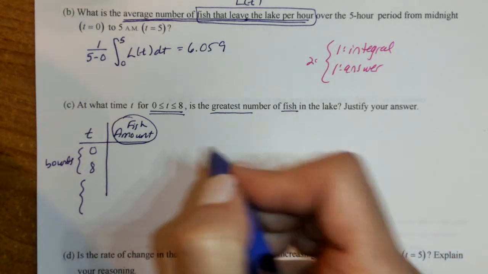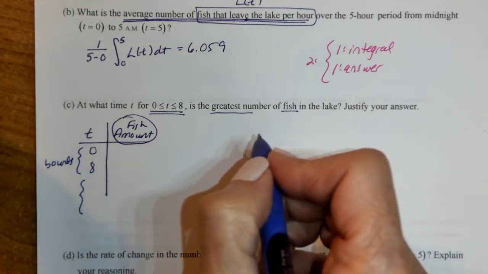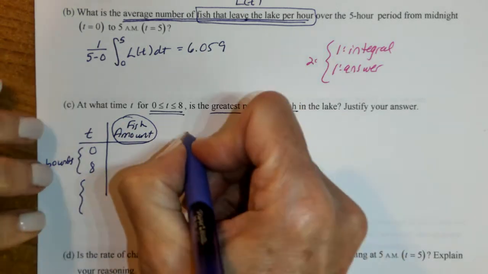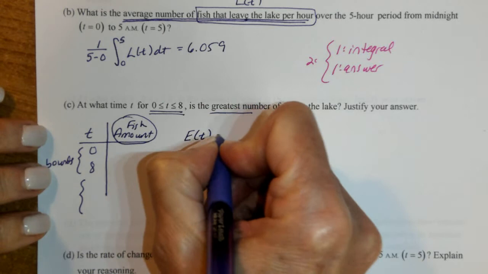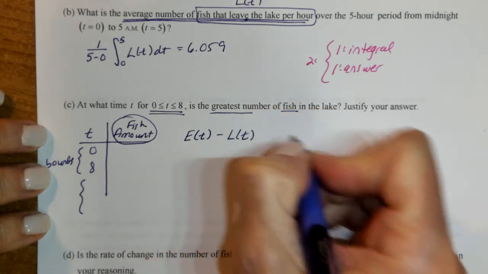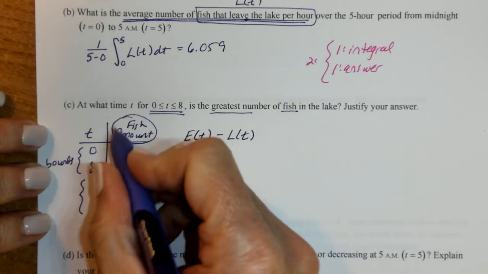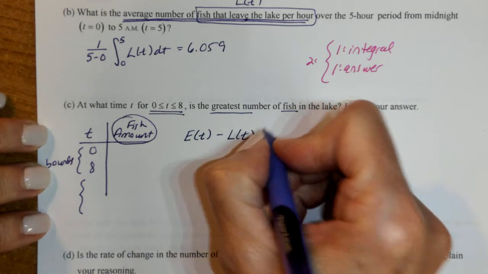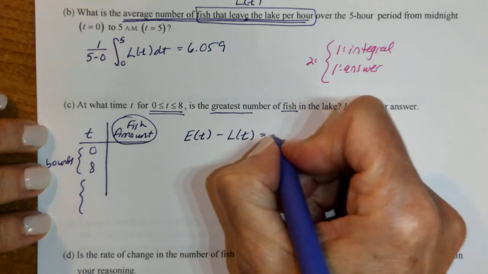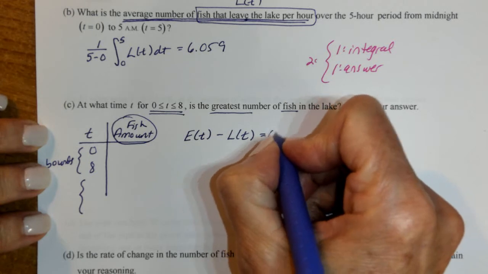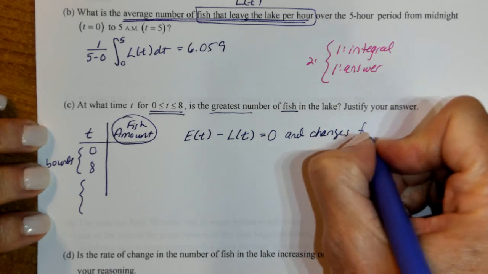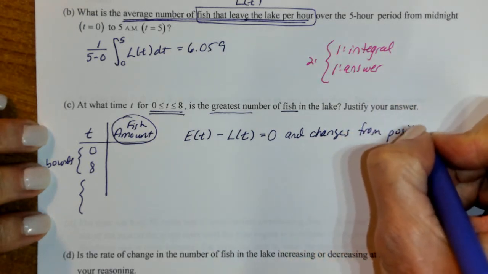So if this is my fish amount, what will the derivative be? Well, the derivative is the rate of change, right? And the rate of change is the rate entering minus the rate leaving. So the rate entering is my E of t, the rate leaving is my L of t. So that is the derivative of the amount. Makes sense. So in my calculator, I need to tell AP what I'm doing. I want that to be 0, and I want it to change from positive to negative.